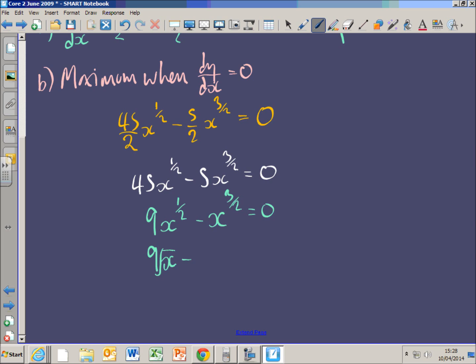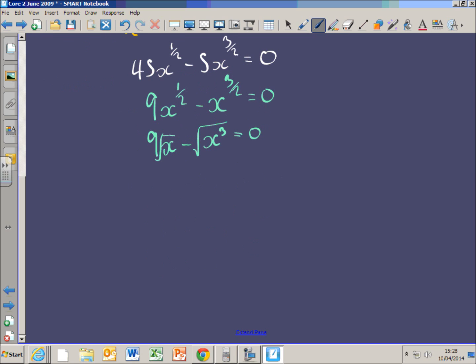What does this one become though? This is x cubed square rooted. Is that true? Equals 0. Right, next step. Take this one over yet. So I've got 9 root x is equal to root x cubed. Next step. Divide.